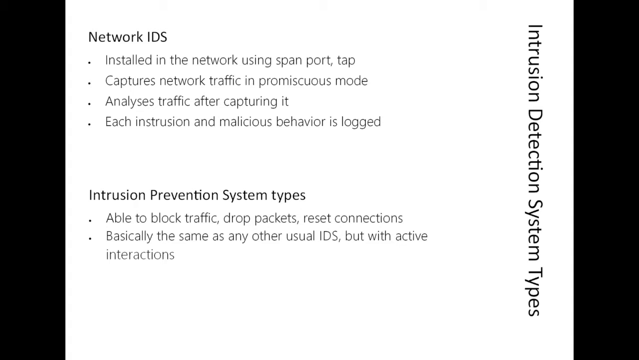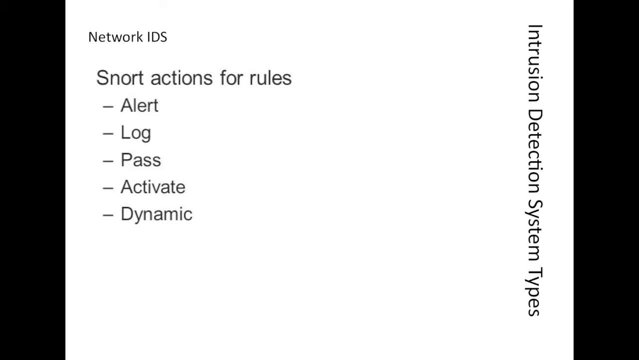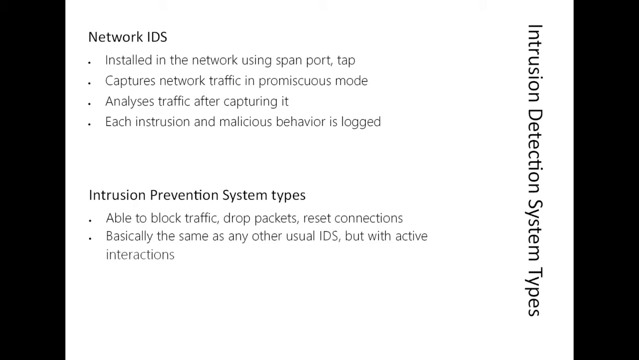An intrusion prevention system is able to act upon any detected intrusion. These systems are capable of dropping, silently dropping, rejecting, logging, pausing, and alerting on malicious activities.